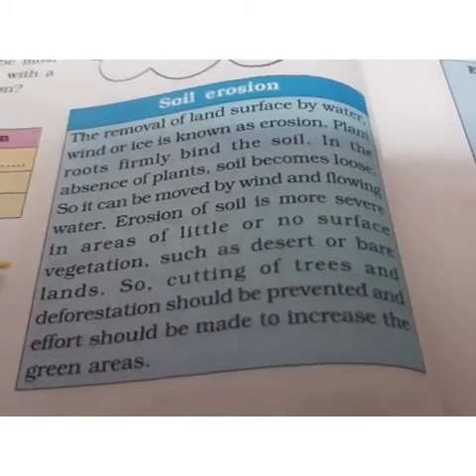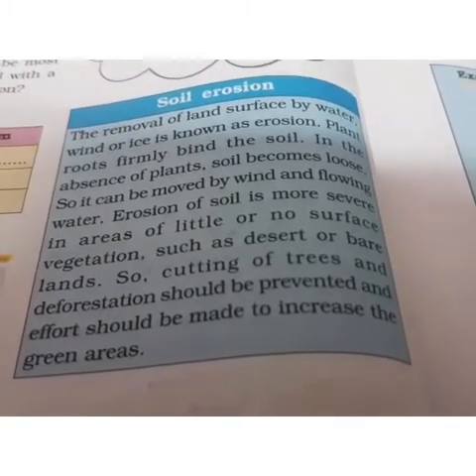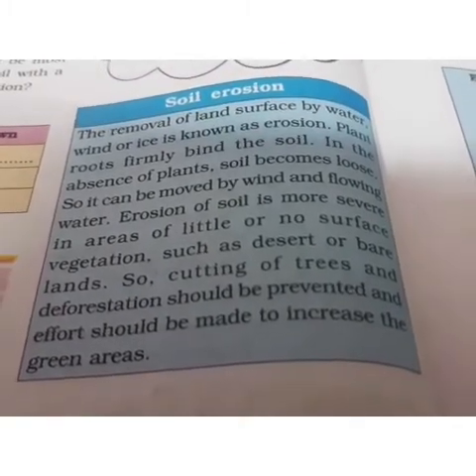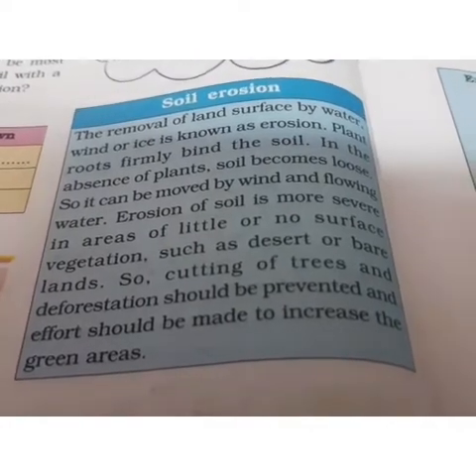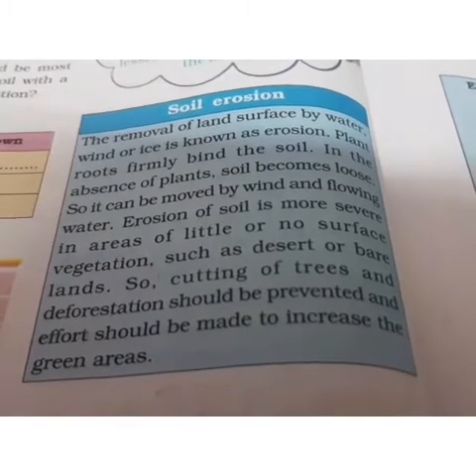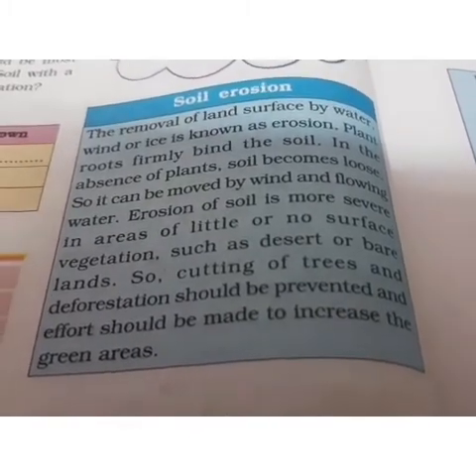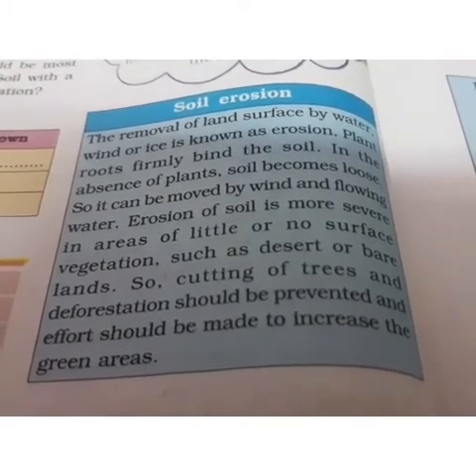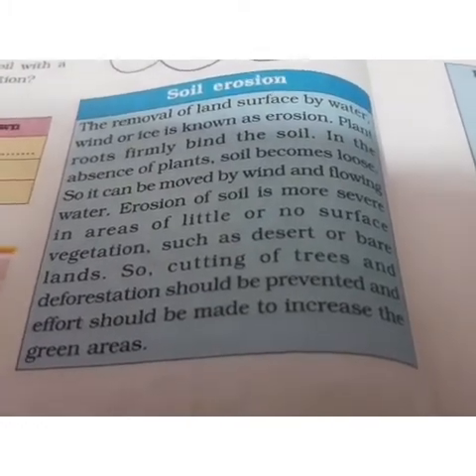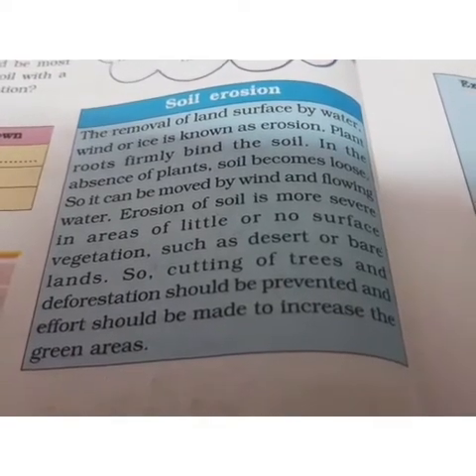Now, how does soil erosion take place? As I said, because of the effect of wind, water, air, or ice. Even ice can cause erosion because it washes away the soil. If plants are there, then the roots of the plants will firmly bind the soil, and then the soil will not be washed away. Soil erosion is more in areas where there is no vegetation, that means where there are no plants or very few plants. In those areas, soil erosion is the most.